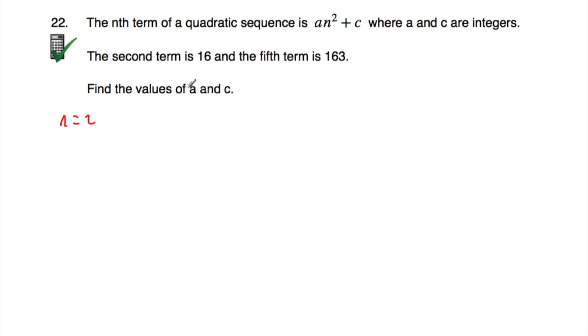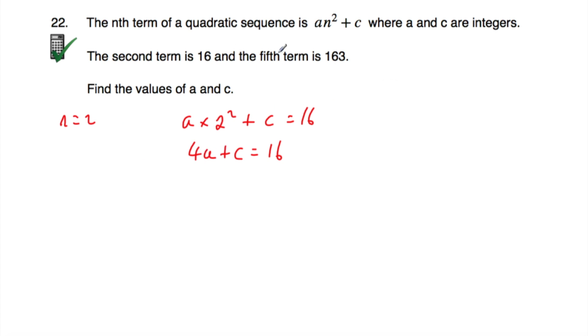So we know that the second term of the sequence is 16. If we let n equal 2 and substitute that into the nth term, the result would have to be equal to 16. So we're going to get a times 2 squared, and then we've still got plus c, and the result would be equal to 16. Now 2 squared is 4, and we've got a times 4, and I normally put the numbers at the front, so it'll be 4a plus c is equal to 16. And that's one equation. In this question, we're going to be using simultaneous equations.